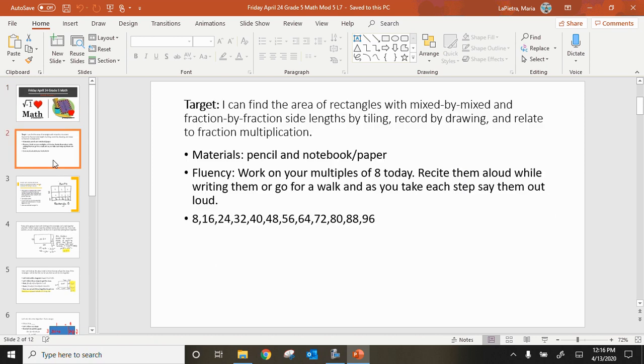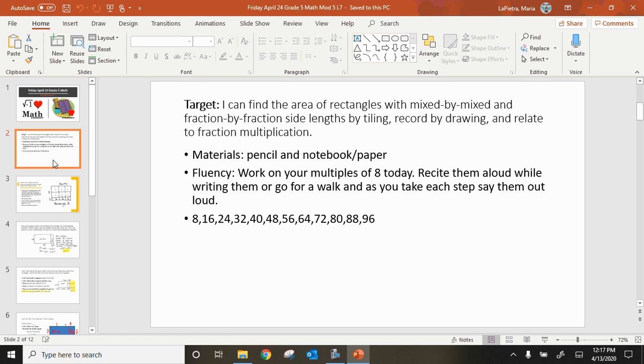Here we go. Our target: I can find the area of rectangles with mixed by mixed and fraction by fraction side lengths by tiling, sketching, or making a drawing, and relating to fraction multiplication, which we are all familiar with from our prior lessons. So make sure you have your pencil and notebook or your paper ready to go.